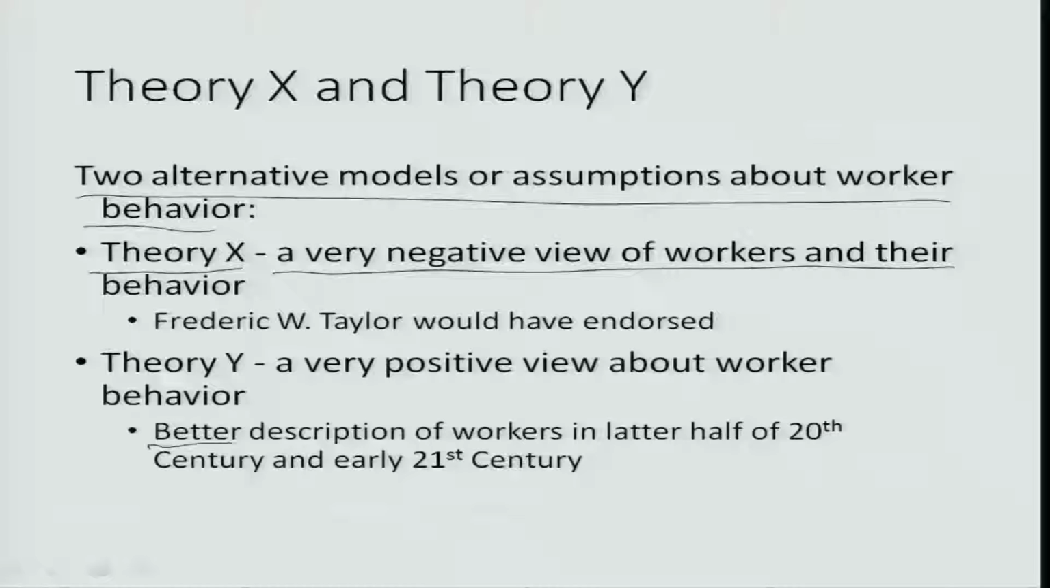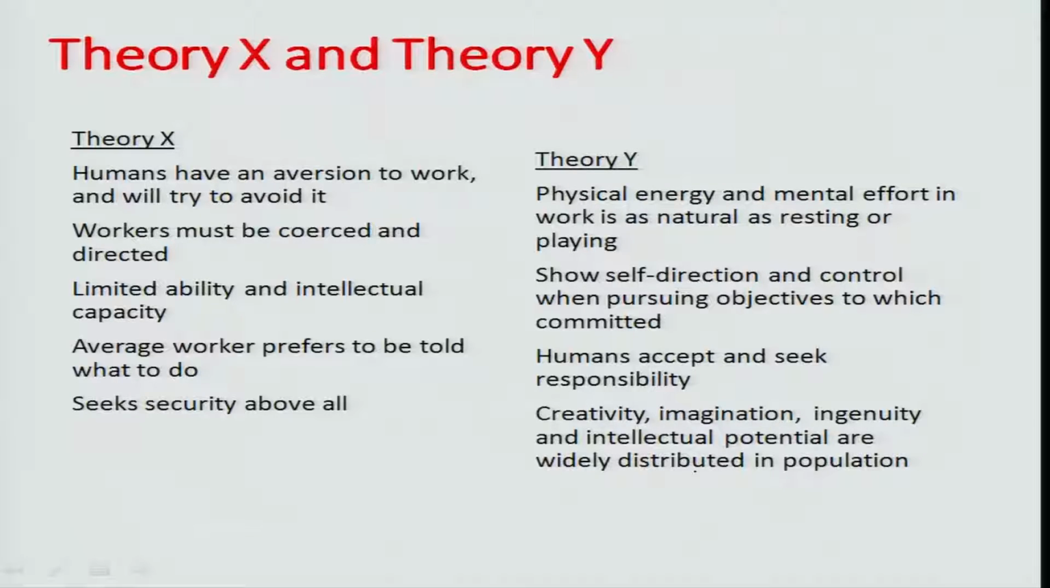So, this is definitely a better description of workers in the later half of the 20th century and in fact early 21st century, based on the theory Y version. Theory X basically assumes that humans have an aversion to work and will try to avoid it as much as possible. Workers must be coerced and directed well, so that they do not do anything wrong. They have a limited ability and intellectual capacity. They are an average worker, so they have their own preferences. They need to be told what has to be done, otherwise they will not do it in a proper manner.